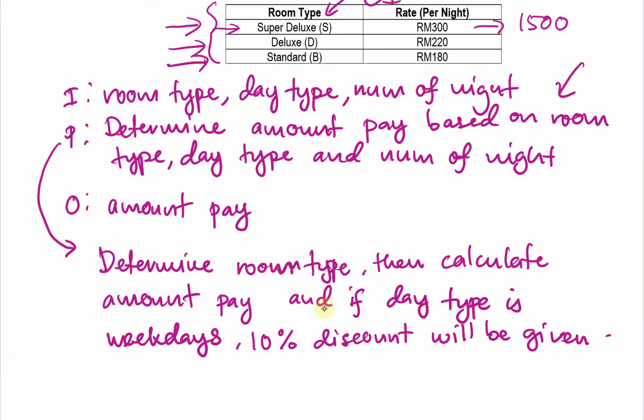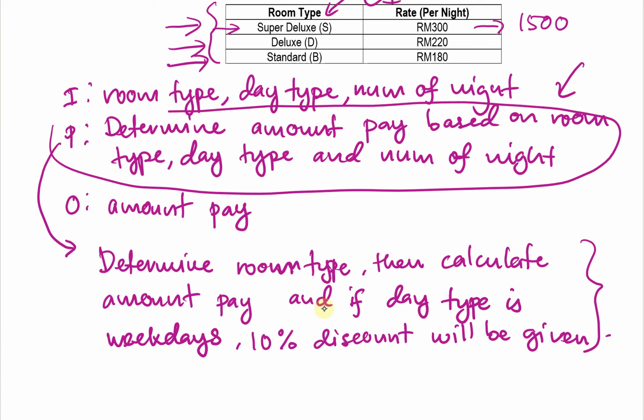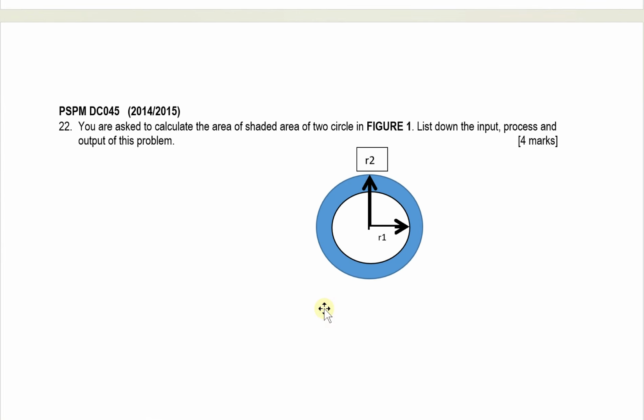Okay, actually this one is better. If you can write in this way, it is better. If not, you just write in the earlier way for the process. This one is better. Actually, determine the room type first, then you calculate amount pay, and if the day type is weekdays, 10% discount will be given. So you have two conditions here. The first one is room type, and the second condition is day type. Right?